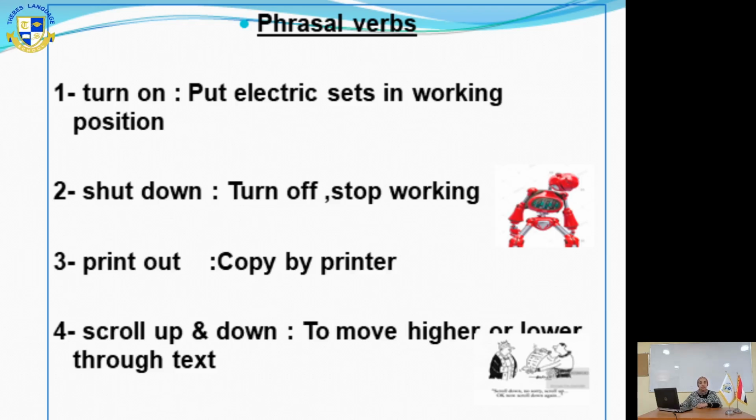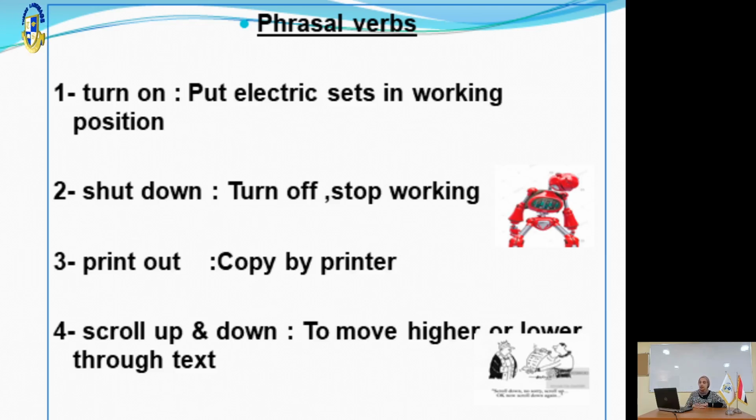Now number 3, print out, and it means to copy by printer. 4, we have scroll up and scroll down. If I send you a written message and I roll it like this and they want you to scroll it up, it means that you have to open it. Scroll it down, it means that you have to close it one more time. It means to move higher or lower through text. Even if it's on the net or on your mobile phone, you have to scroll up and scroll down.